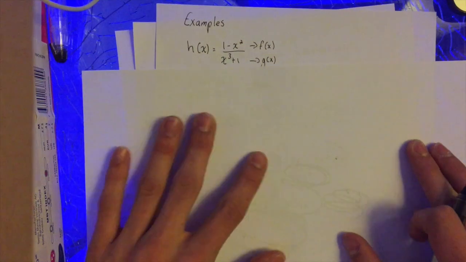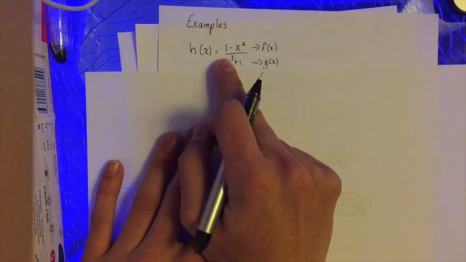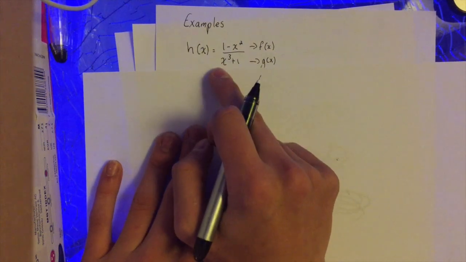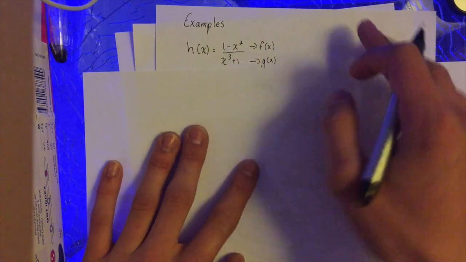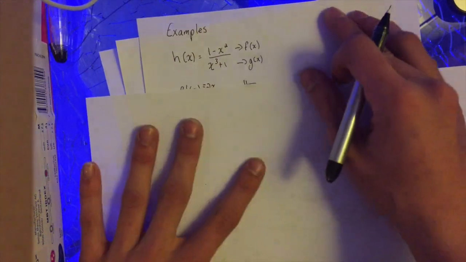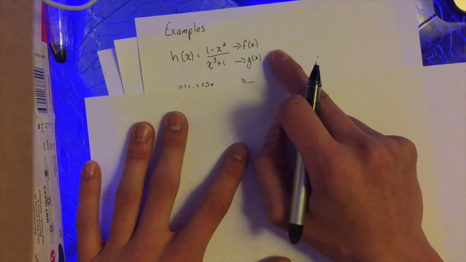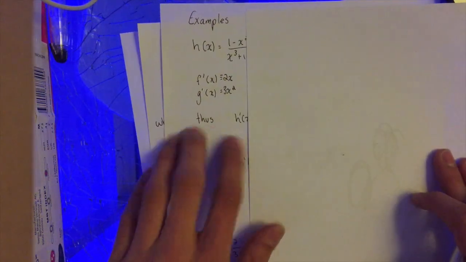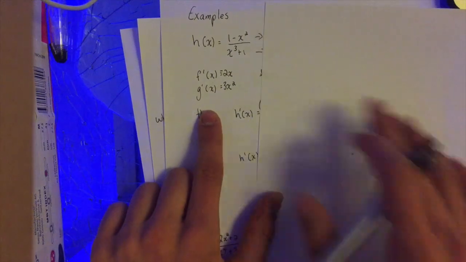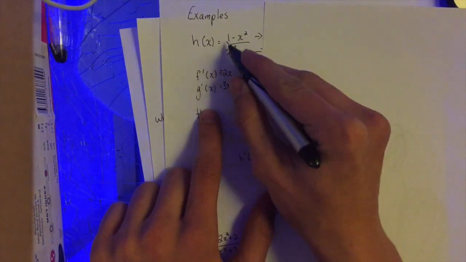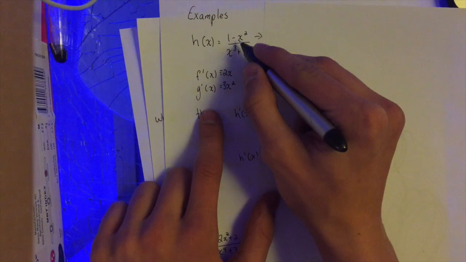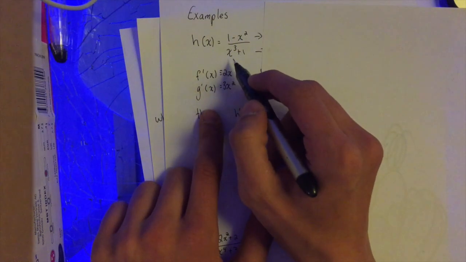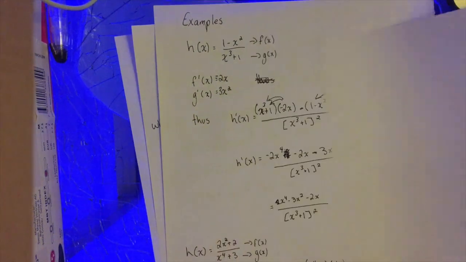Here we have our first example. We have h of x equals 1 minus x squared over x to the power of 3 plus 1. So here I have set that this is our f function and this is our g function. First thing, very simply, I found the derivatives. The derivative of 1 is 0 and the derivative of x squared is 2x. Same here, the derivative of x to the third is 3x squared.